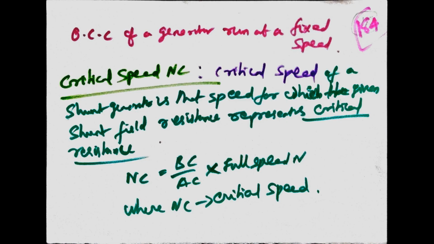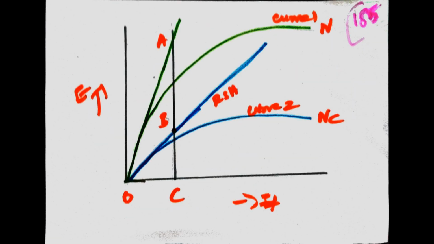OCC of a generator run at a fixed speed. Critical speed NC: the critical speed of a shunt generator is the speed for which the given shunt field resistance represents the critical resistance. NC is equal to BC divided by AC into the full speed N, where NC is the critical speed. BC divided by AC is obtained from the graph. On the next page we will see the graph, curve 1 and curve 2. RSH is tangent to curve 2, and A is tangent to curve 1. From this we obtain the AC and BC values.